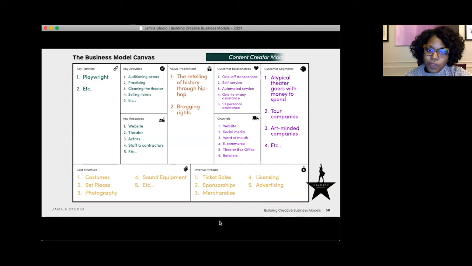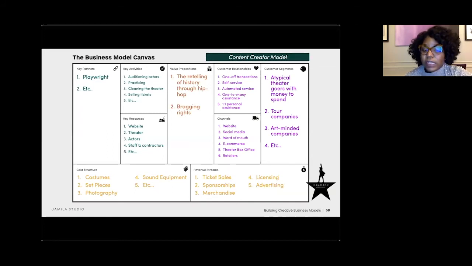I call this one a content creator model. So anyone who's creating content, whether it's live content, whether it's content on the internet, whether it's movies, this is a good business model for you. So know that you need to hire people to be actors. You need to hire people to run the technical stuff.